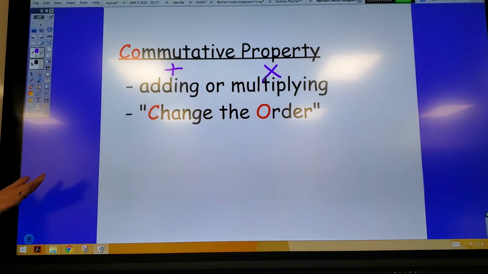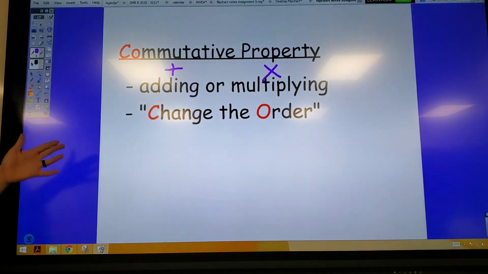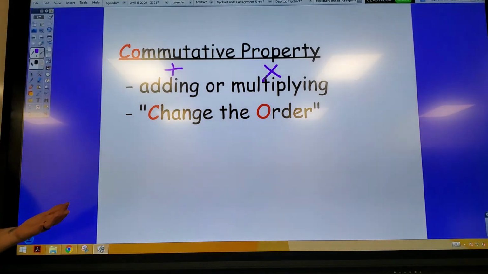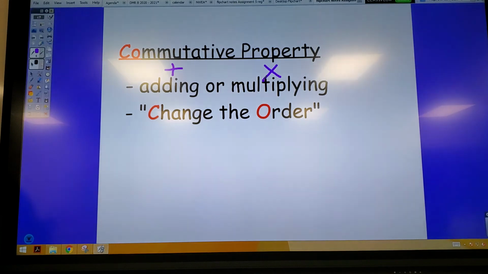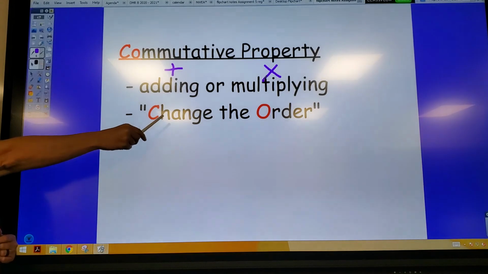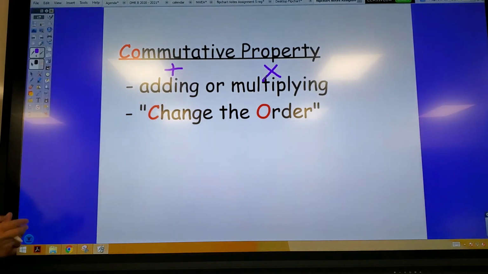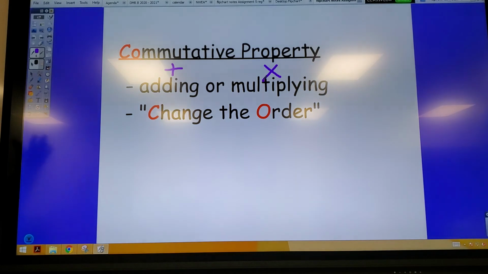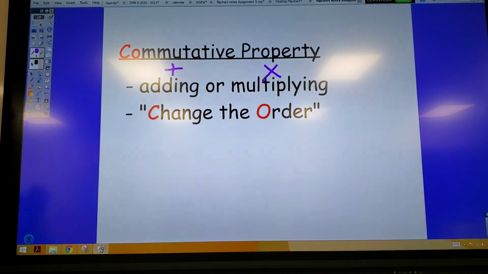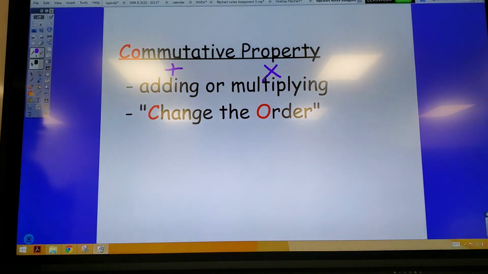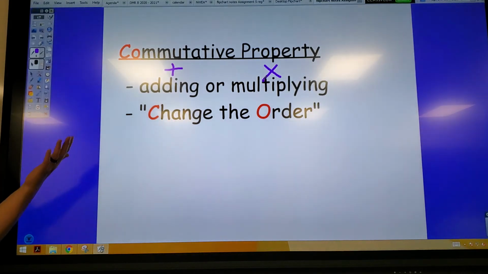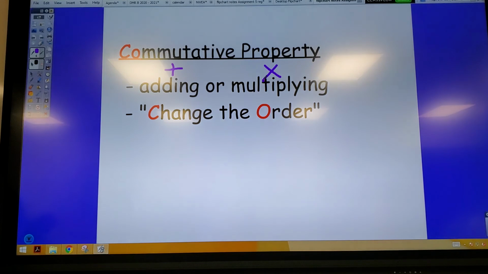But what the commutative property says is that you can change the order of the digits when you add, or change the order of the digits when you multiply, and you're going to end up with the same answer. The reason that I have the CO and the change order in red is to help you remember: change order, commutative, CO, change order, okay? Changing the order of the digits. So we're going to look at some examples, which I don't think you need to write down all of, okay? Maybe just write down one of them.